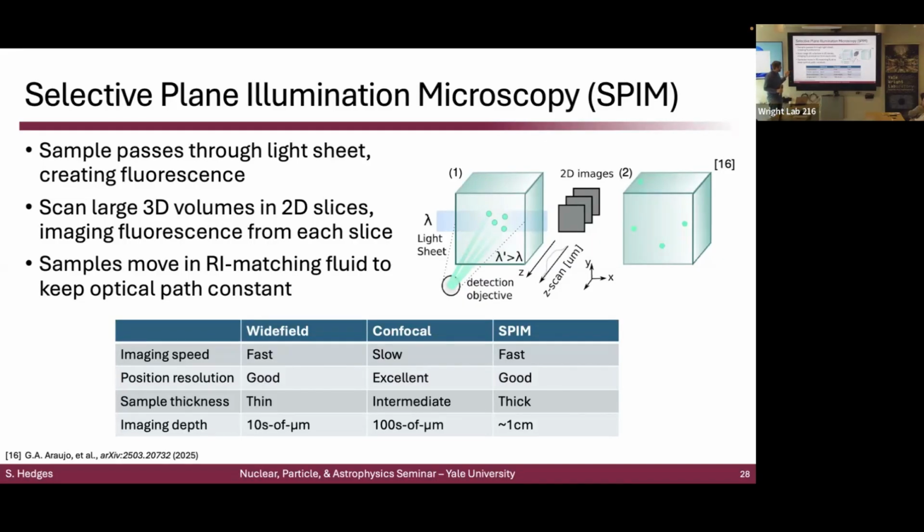And as a result, we can do much faster imaging. We get a similar positional resolution to the wide field approach, but we can also look through thicker samples. So we're looking at samples that are on the order of a cubic millimeter or so. And this instrument is used by biologists. They look at larger samples with this.